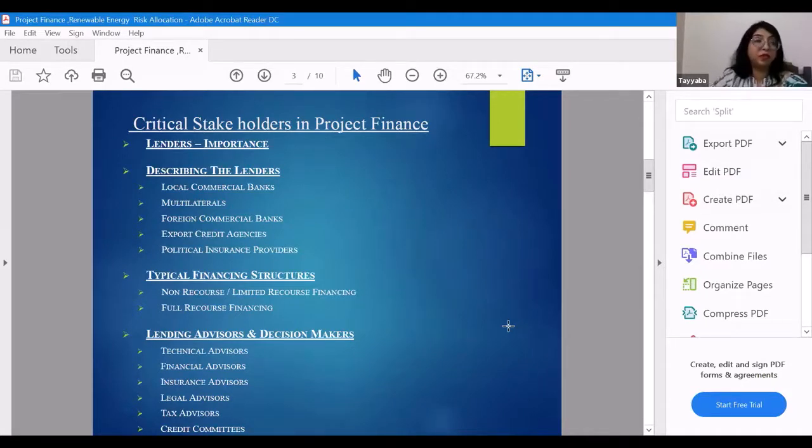When we say project finance, we typically mean that it's a greenfield project. The project does not exist. There's no company which is in existence at the moment. And naturally, if the company doesn't exist, that also means that there are no cash flows. There's actually nothing. So project finance typically means that you're starting from scratch.